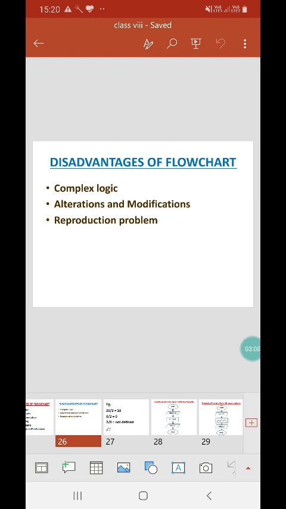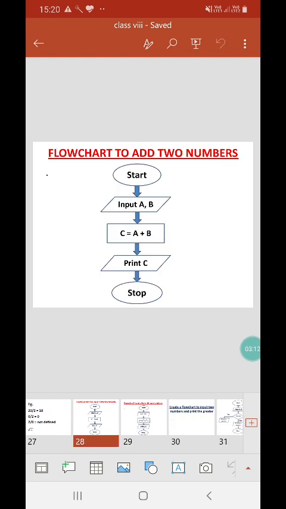Now coming to the next, I will discuss some of the flowcharts. I will give some examples and discuss some of the problems. Now this is the flowchart to add two numbers, and I have started this flowchart with an elliptical symbol in which I have written start. This is the start or stop symbol. Such a symbol is used for start or stop only.